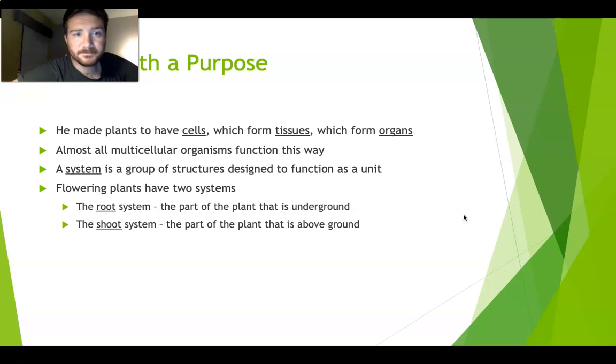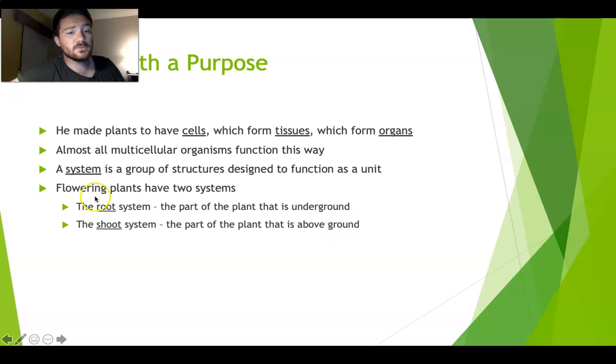Design with a purpose. God made plants to have cells. Cells form tissues. Tissues form organs. In fact, all multicellular things function this way. You have cells, tissues, and organs. For instance, you have a cardiac cell. A tissue would be like cardiac tissue, and an organ in your cardiac tissues would be your heart. And of course, you even have organ systems like plants do.